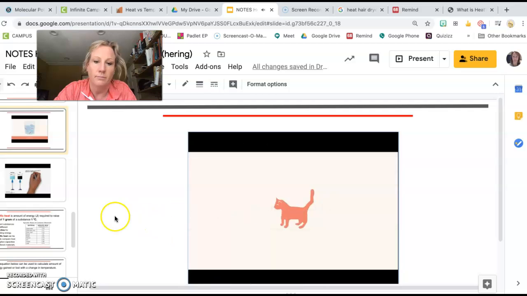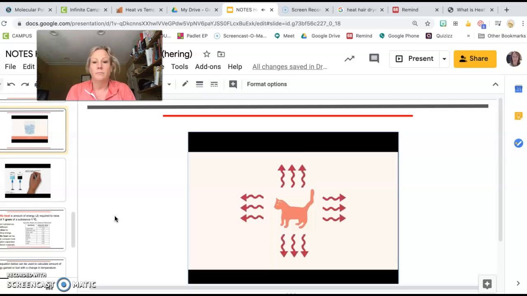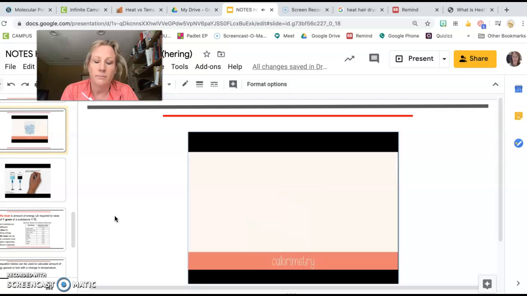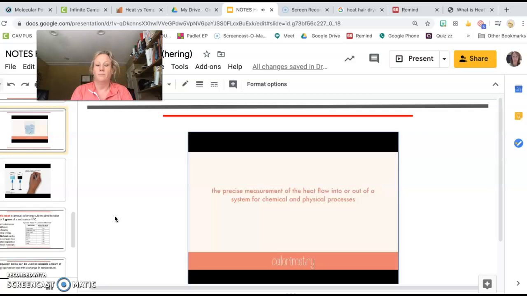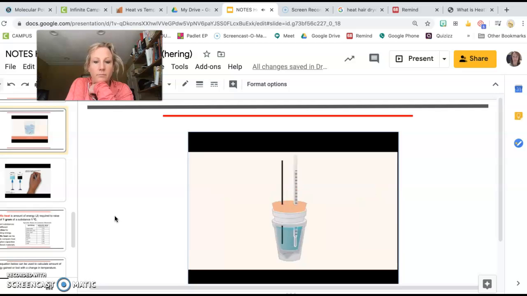It's virtually impossible to know how much heat an object contains, but when heat moves, we can figure out how much heat moved and in which direction. Calorimetry is the precise measurement of heat flow into or out of a system for chemical and physical processes. To do calorimetry, we need a piece of equipment called a calorimeter. This is a calorimeter. It can be made of really expensive materials and be incredibly efficient at insulation. Or it can be a styrofoam cup and do a darn good job of insulation as well.